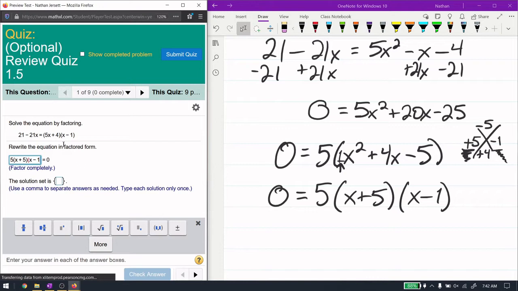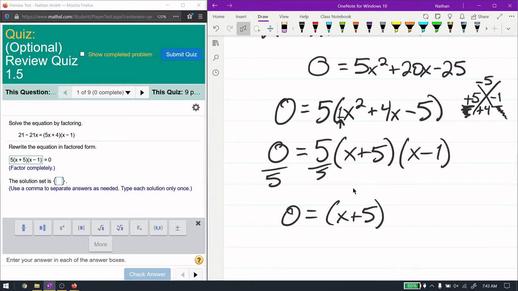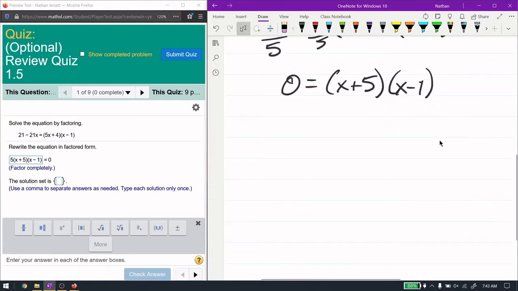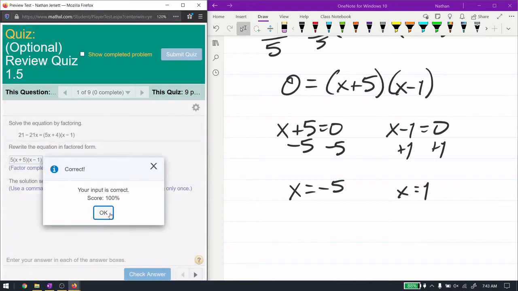And the solution set, at this point, really this 5 doesn't matter. You can divide out the 5, and 0 divided by 5 is 0. And now I have 0 equals x plus 5 times x minus 1. That gives me x plus 5 equal to 0, x minus 1 equal to 0. And I can just solve for x. That gives me my solutions. X equals negative 5 and x equals positive 1. So negative 5, comma 1. That's correct.